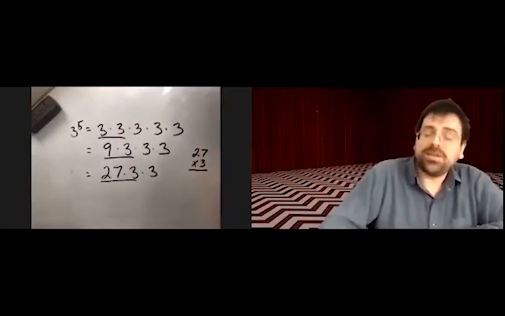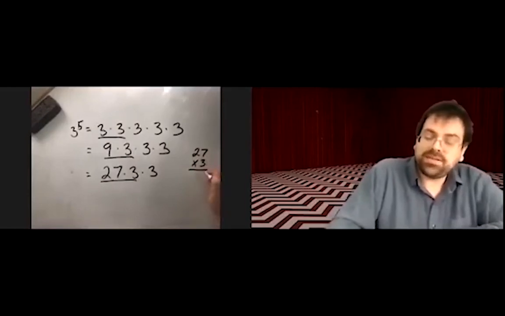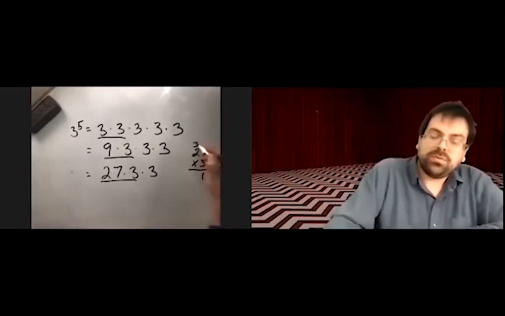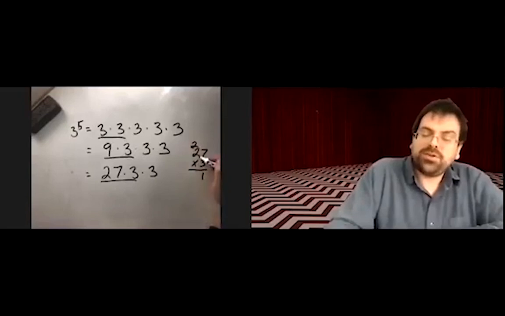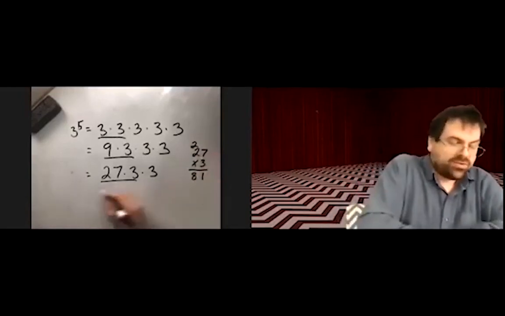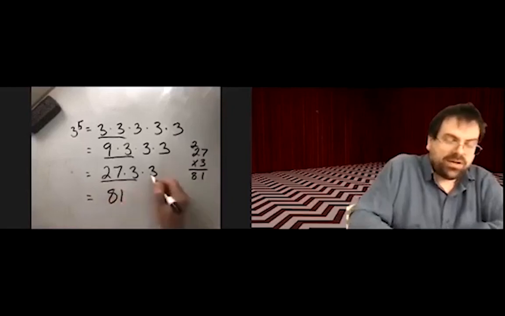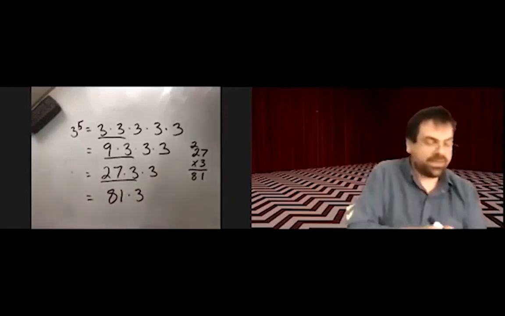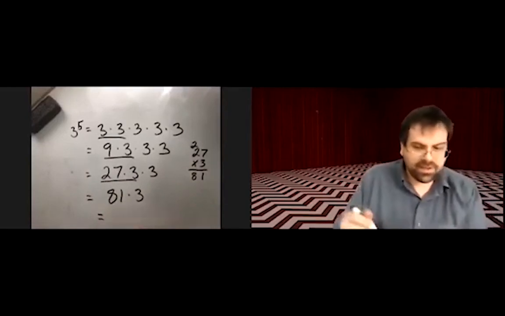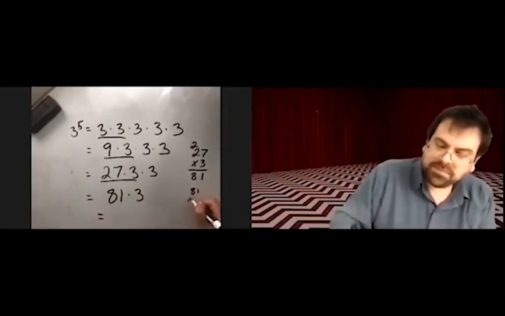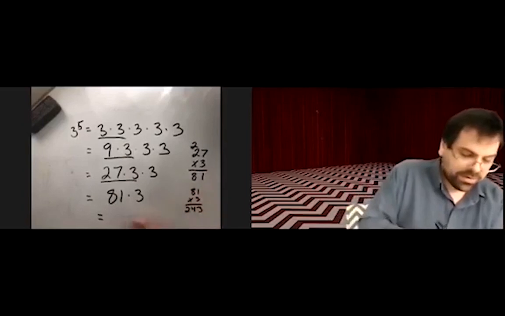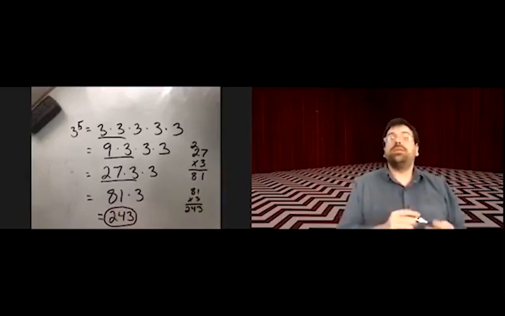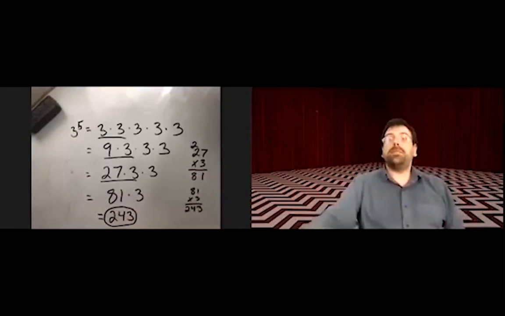Then I need to get off the multiplication table. I need to do some work. 3 times 7 is 21. Carry the 2. 3 times 2 is 6 plus 2 is 8. So 27 times 3 is 81 times 3. And this will give us our final answer. 81 times 3. 3 times 1 is 3. 3 times 8 is 24. 243 would be 3 to the 5th.